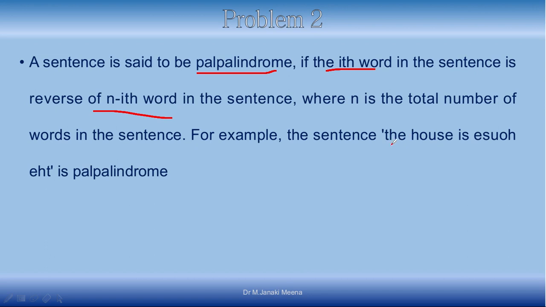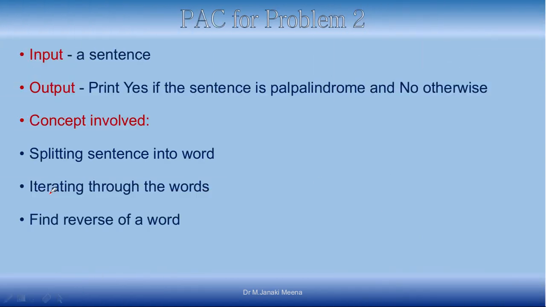So the example given here is "the house is", where I have just reversed the word "house", right? I do not know how to pronounce it. Similarly, this is the reverse of the word, right? Now we are calling this a palindrome. Now when you look at the problem statement, the input is going to be a sentence, and you have to print yes if the sentence is palindrome and no otherwise.